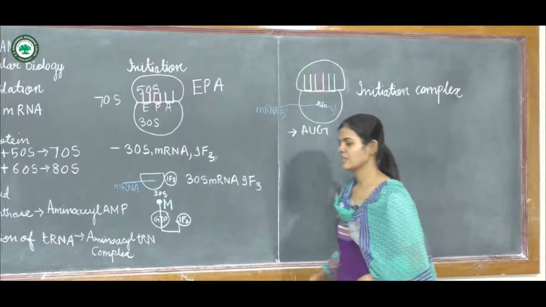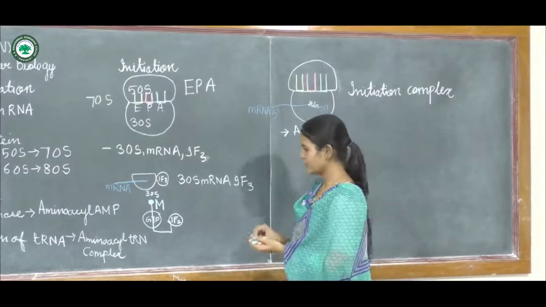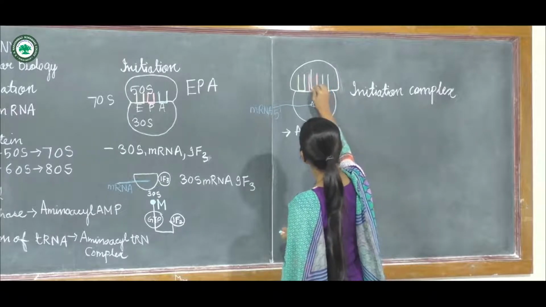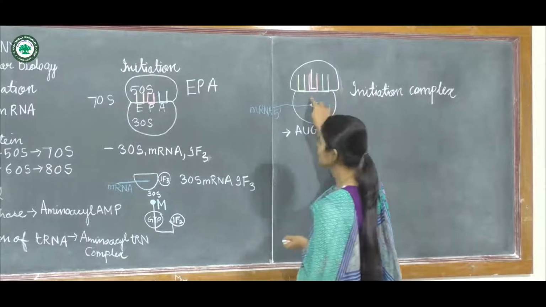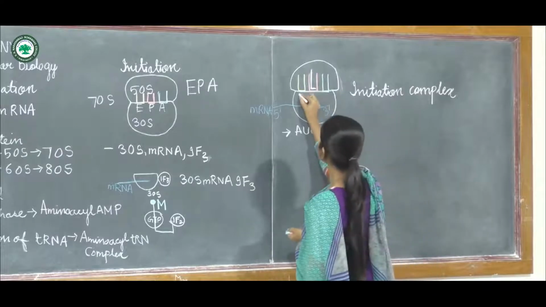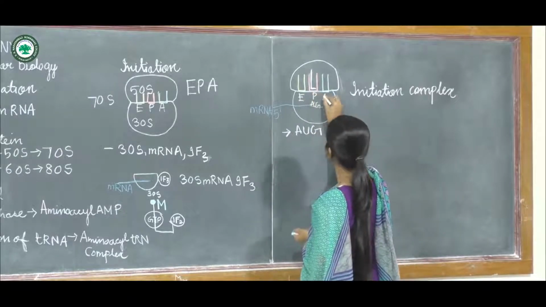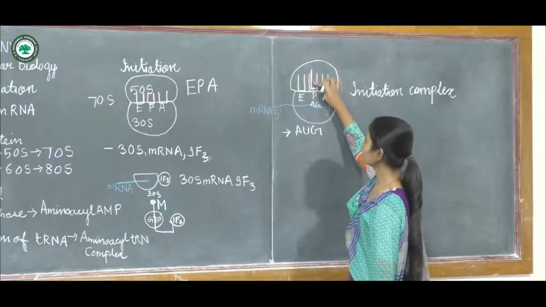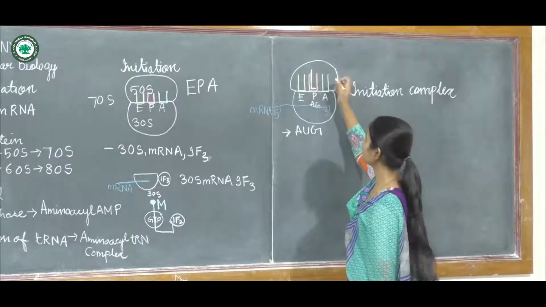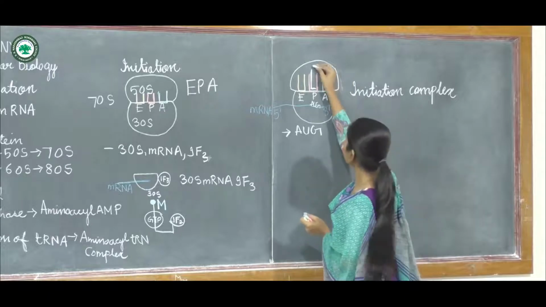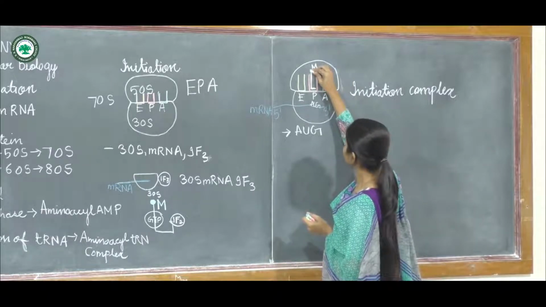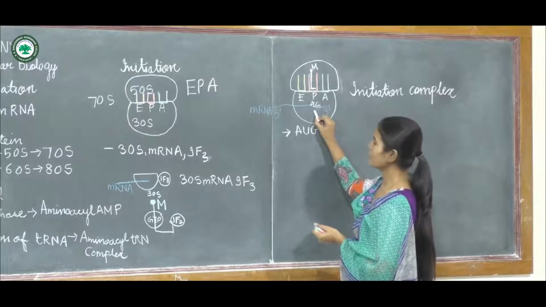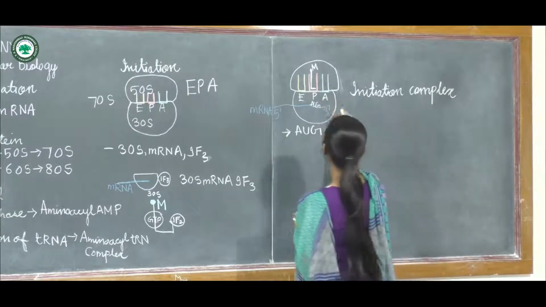So the first initiator tRNA which will be coming in the P site, so this first initiator tRNA is present in this site, that is the P site, containing an amino acid, that is methionine. So on mRNA there will be AUG and it will form the codon.